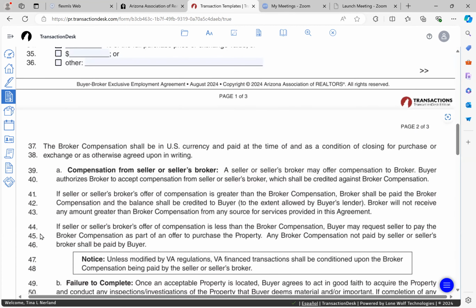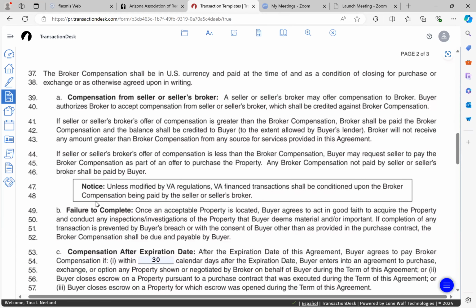If seller or seller's broker's offer of compensation is less than the broker compensation, the buyer may request seller to pay the broker compensation as part of the offer to purchase property, aka seller concession. Any broker compensation not paid by seller or seller's broker shall be paid by the buyer. Or you can do a commission adjustment before closing, send it to all parties, and then your compensation would just be reduced to whatever they are offering to pay. Again, best practice, whatever you want to do.